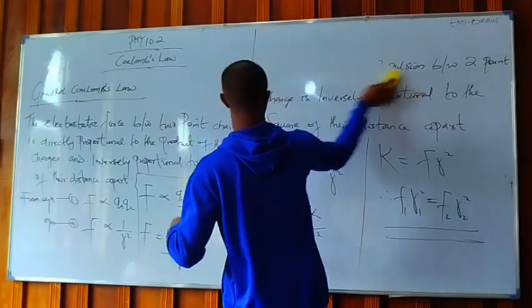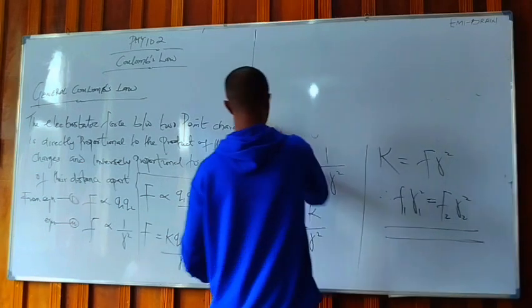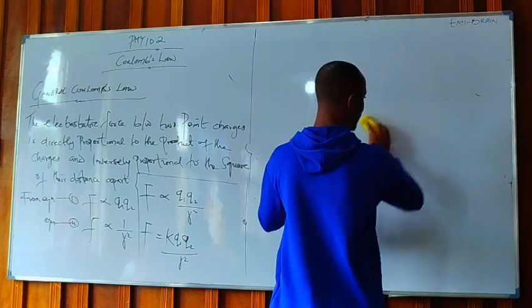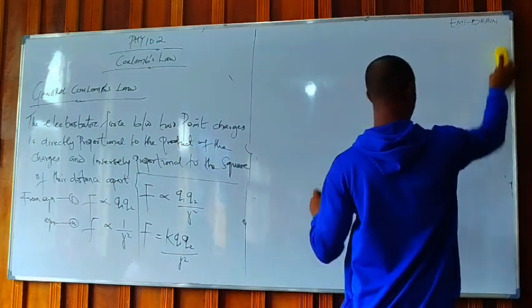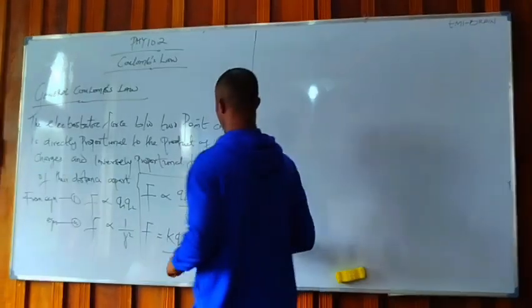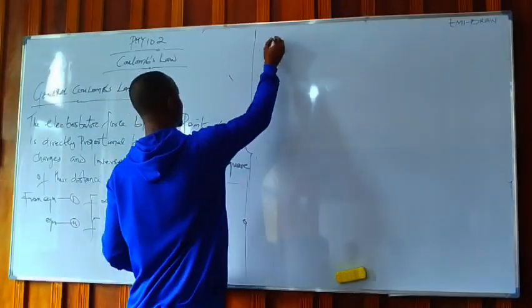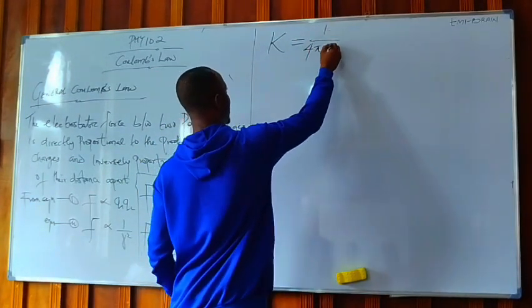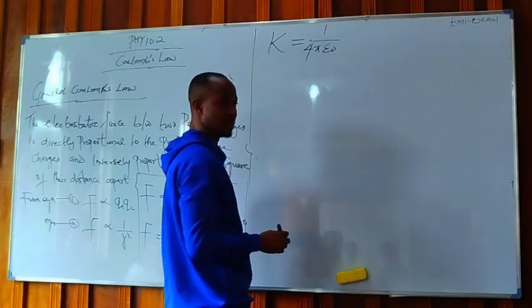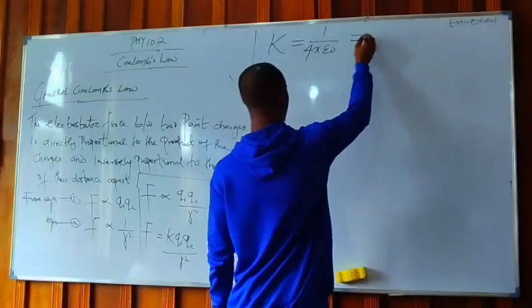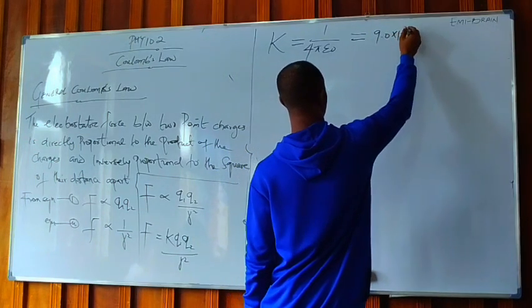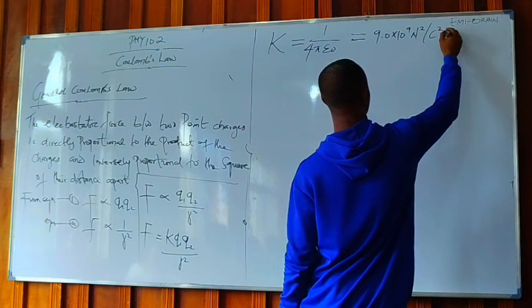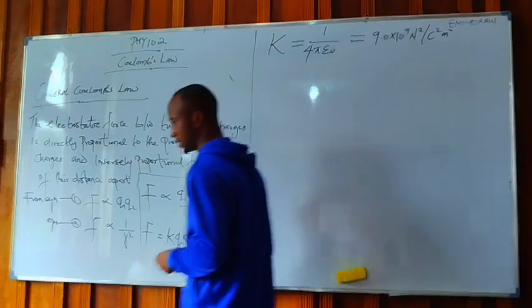Now the value of K is giving us what? Who can tell me? K has a value, right? 9.0 times 10 to the power 9 Newton meter square per Coulomb square. The value of K is equal to 1 over 4 pi permittivity of free space. Are you aware? And the whole of this is equal to 9.0 times 10 to the power 9 Newton meter square per Coulomb square.